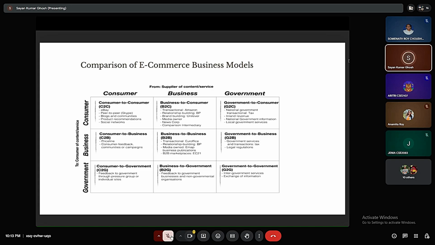We can also have consumer to business, C2B, where individuals offer services to businesses, like freelancers or influencers. And finally, consumer to government, C2G, and B2G, business to government, include feedback systems and public service participation.